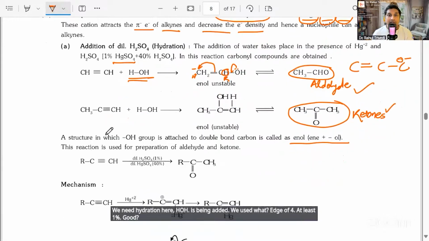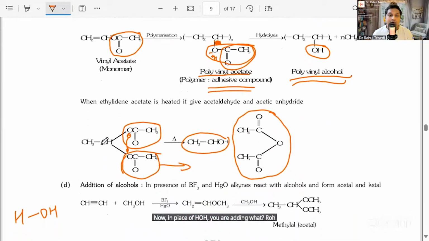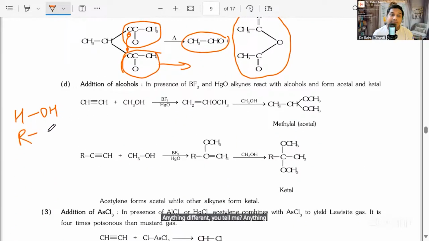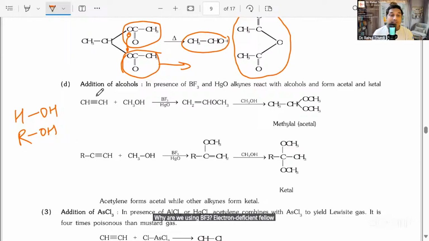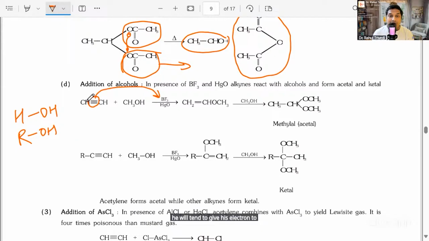Good. Now in place of HOH, you are adding what? ROH. That is alcohol. Anything different? You tell me. Anything different will happen? No. What are we using? Once again, this time mercuric oxide we are using along with BF3. Why are we using BF3? Electron deficient fellow. So what will this fellow do? He will tend to give his electron to the electron deficient fellow, becoming himself electron deficient.